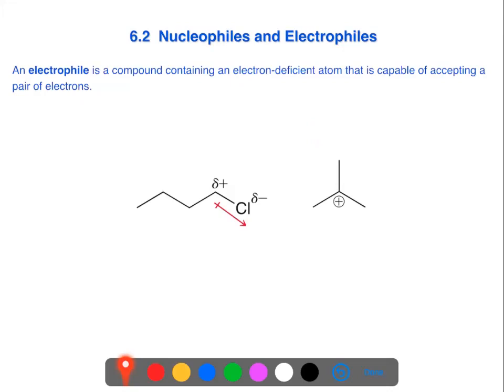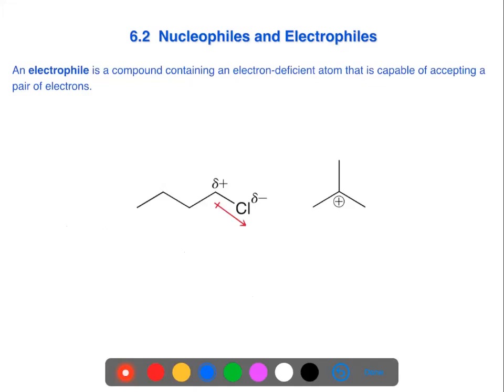or these can be species that have formal charges of +1. And so carbocations are some of our best electrophiles because they are carbon atoms that are electron deficient. They have one less electron than they normally should have in a neutral state. And so they're very willing to accept an electron pair in the formation of a new covalent bond.